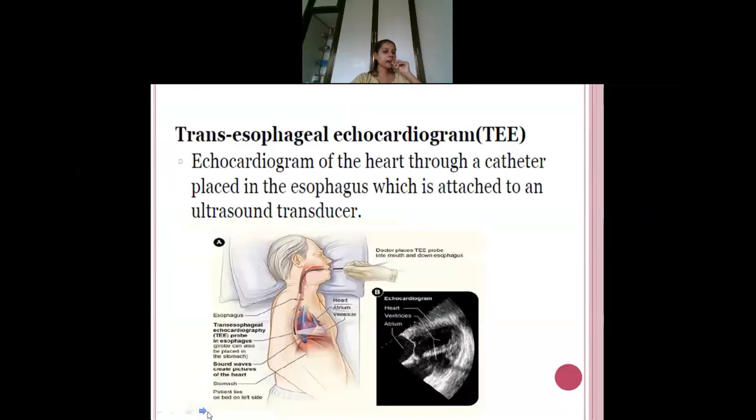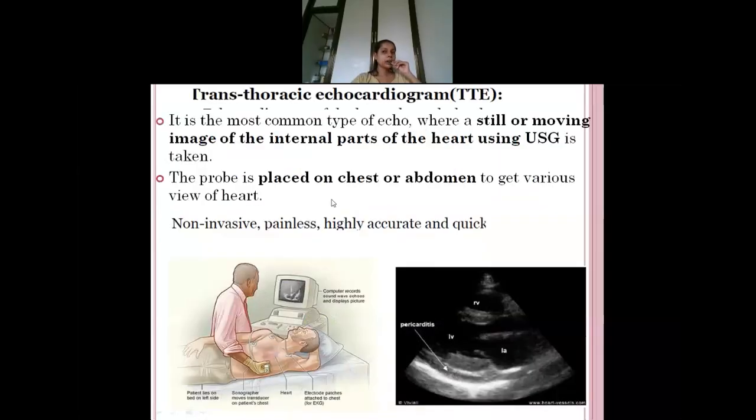And most of the time in transthoracic echocardiogram, as I have told, they will be doing the moving image. Moving image is immediately noted in the transthoracic echocardiogram. Okay, so echocardiogram has different types here. One is stress echocardiogram, one more is transthoracic echocardiogram.